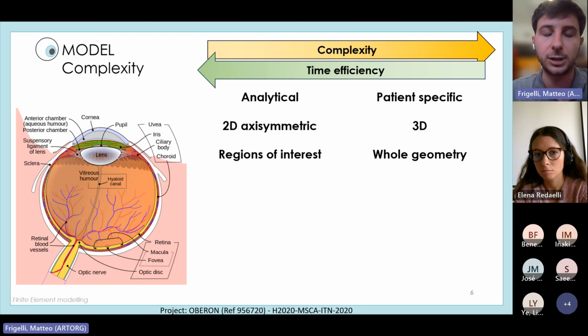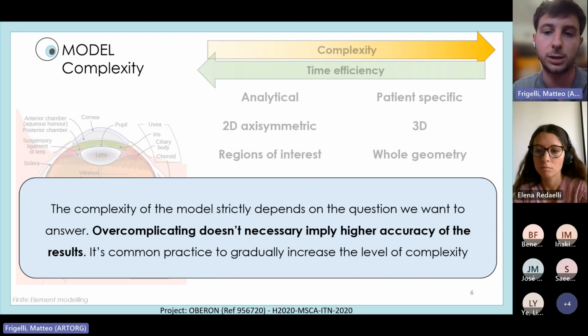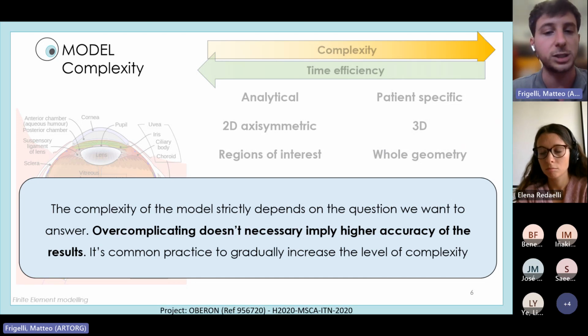So we had these different approaches for modeling. The more complex, the more time consuming they will be. But what we really want to stress at this point is that the complexity of the model really depends on what we want to know. So it's not necessary to model the whole eye if we just want to study the epithelium of the cornea. And it's not even necessarily true that a very complicated model will be more accurate. A very complex model can lead to the same results as a less complex one, just in more time. So usually a common rule is starting with simple models and gradually increasing the level of complexity.